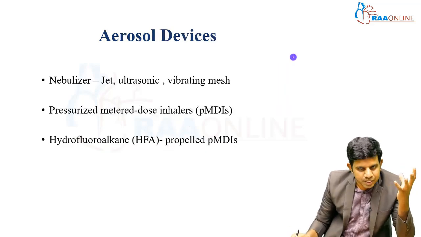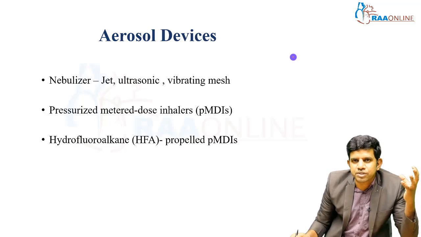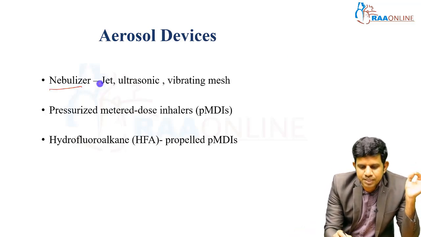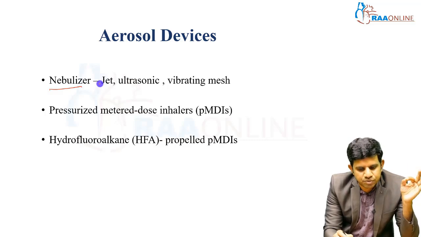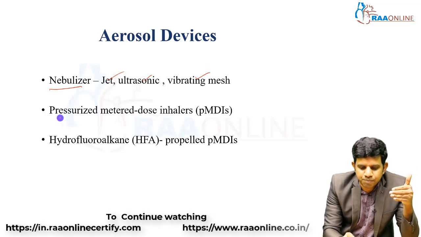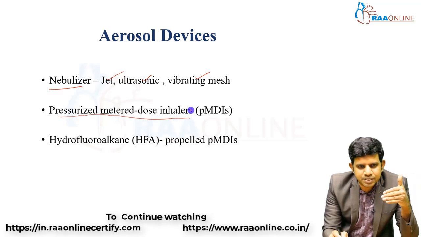First, what aerosol devices can we use in patients on respiratory support? First are nebulizers. There are three types of nebulizers we can use: jet nebulizer, ultrasonic, and vibrating mesh. The second device we commonly use in critical care is the pressurized metered dose inhaler, the MDI. Some of the other MDIs, recent hydrofluoroalkane MDIs, are also available.